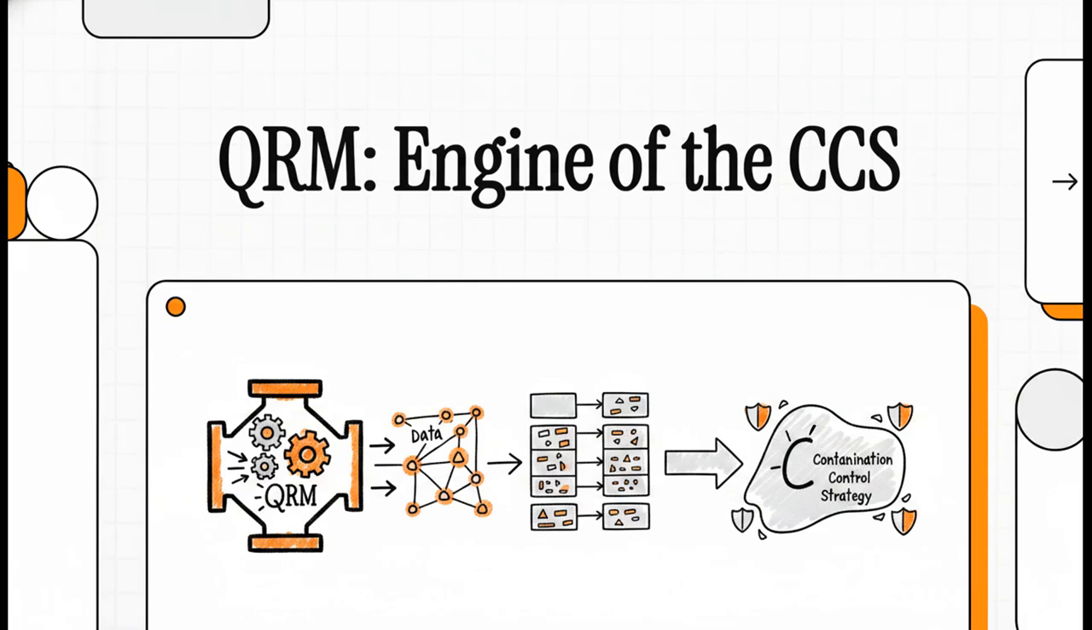Today, we're going to completely shift how you view risk assessments. If you've ever felt like filling out a risk matrix is just some subjective box-ticking exercise, well, you are definitely in the right place. We're going to position quality risk management, or QRM, exactly where it belongs, as the dynamic, data-driven engine of your contamination control strategy.